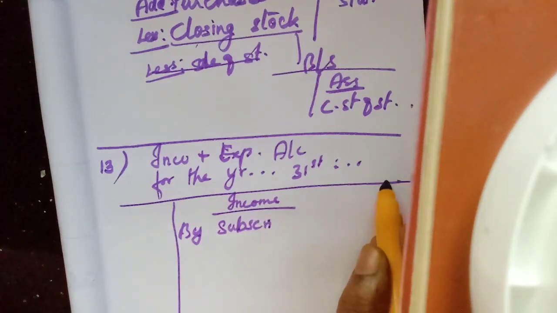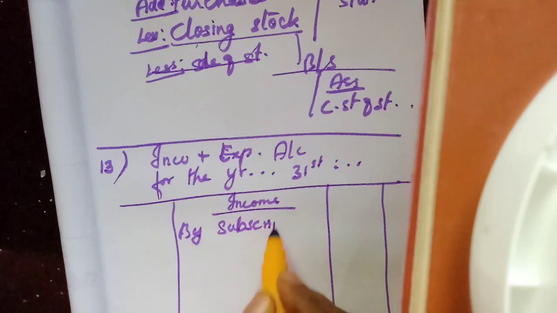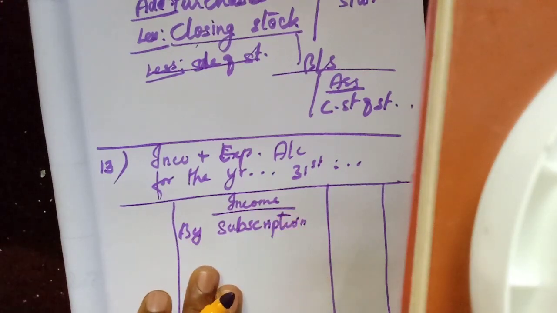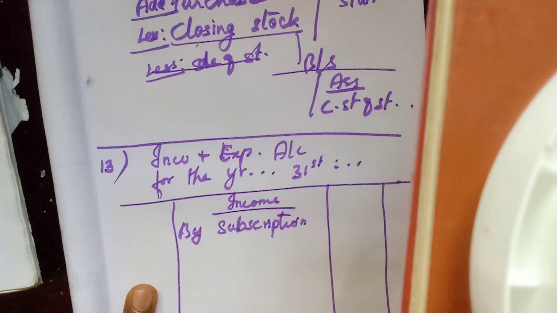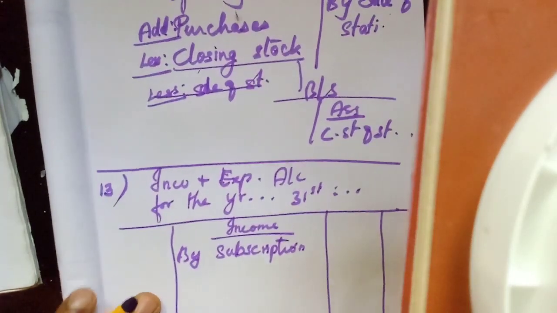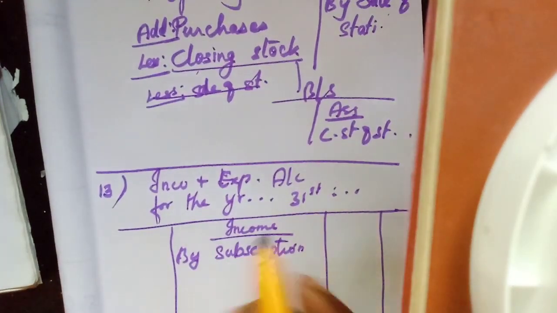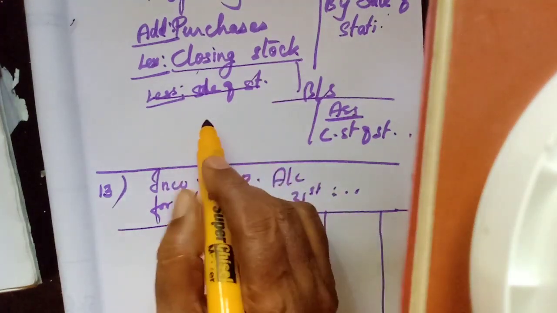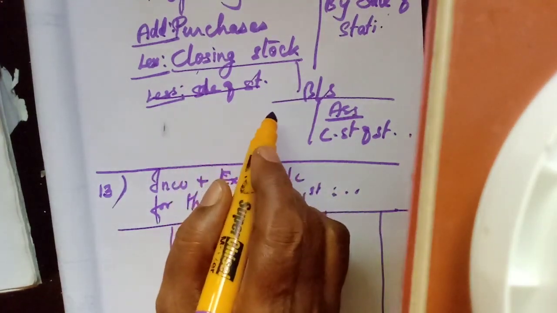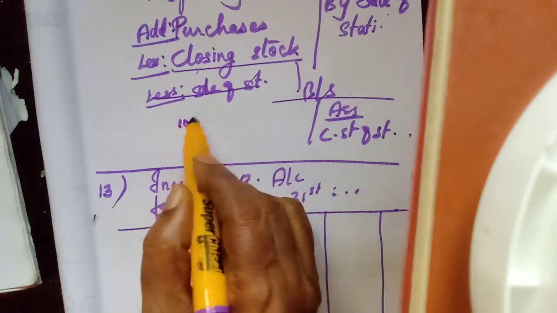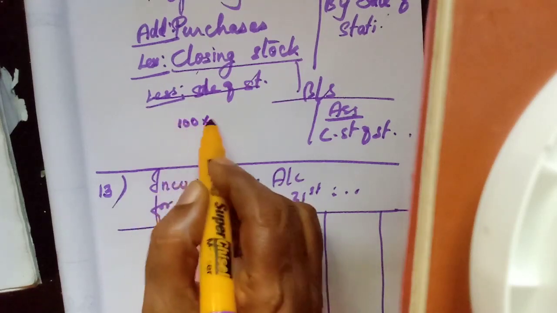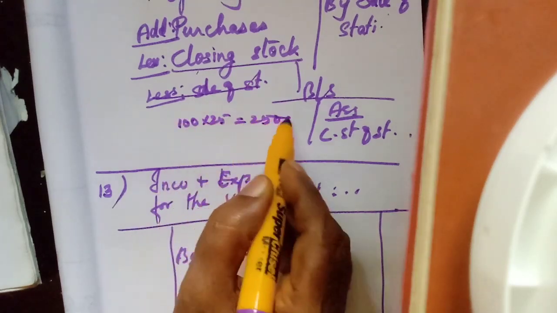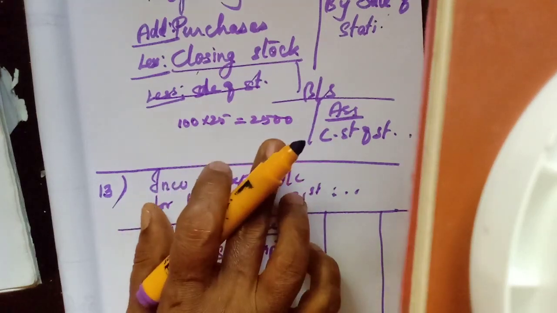We should draw an amount column. Here actually we need to calculate how much we are supposed to receive. How much they have received is not given clearly. So how many members are there? 100 members into 25 rupees. So 100 into 25, 2,500. We are supposed to receive this much amount.